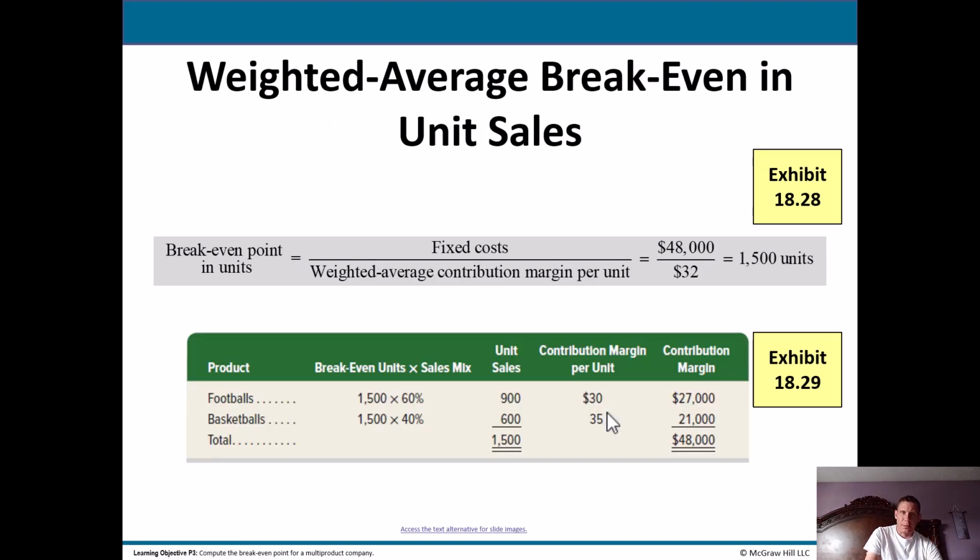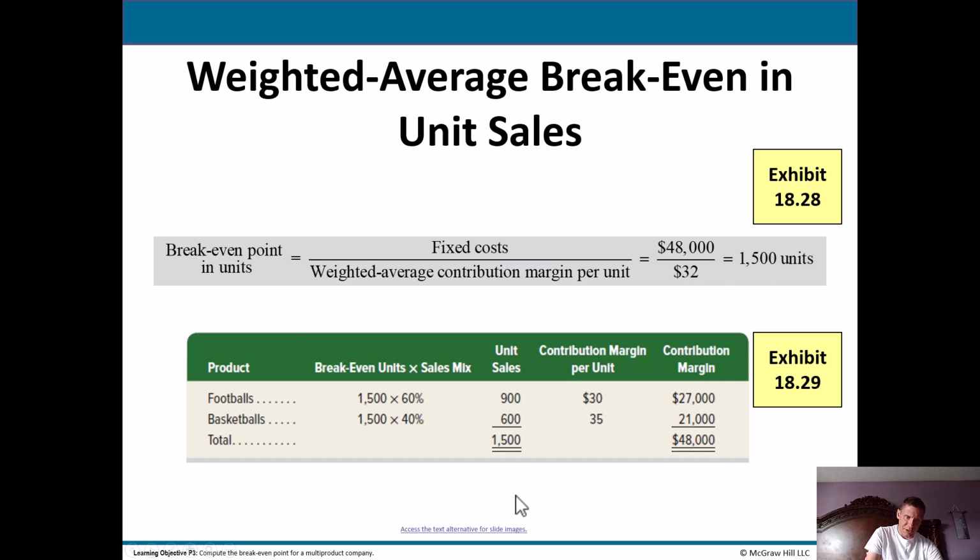Now, what about weighted average break even in unit sales? Well, we now know that our weighted average contribution margin per unit is 32, right? So all we have to do is take our fixed costs, in this example 48,000, and divide by 32, and we have to sell 1,500 units, right?